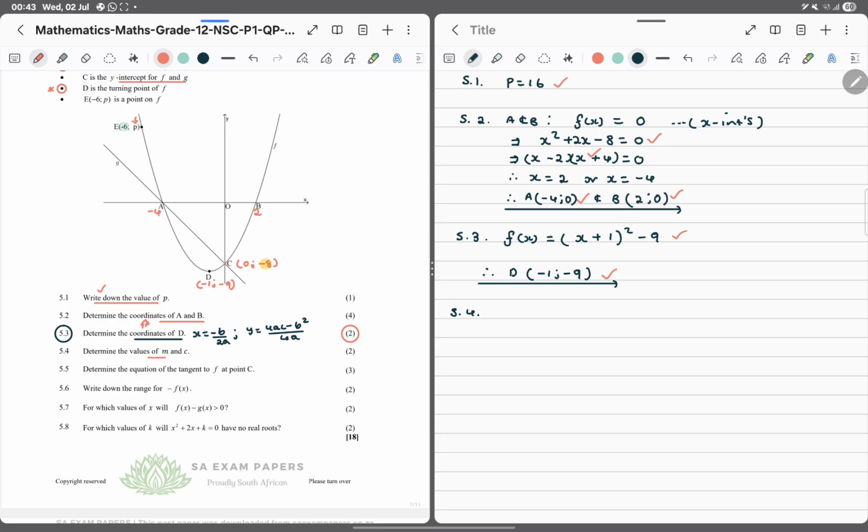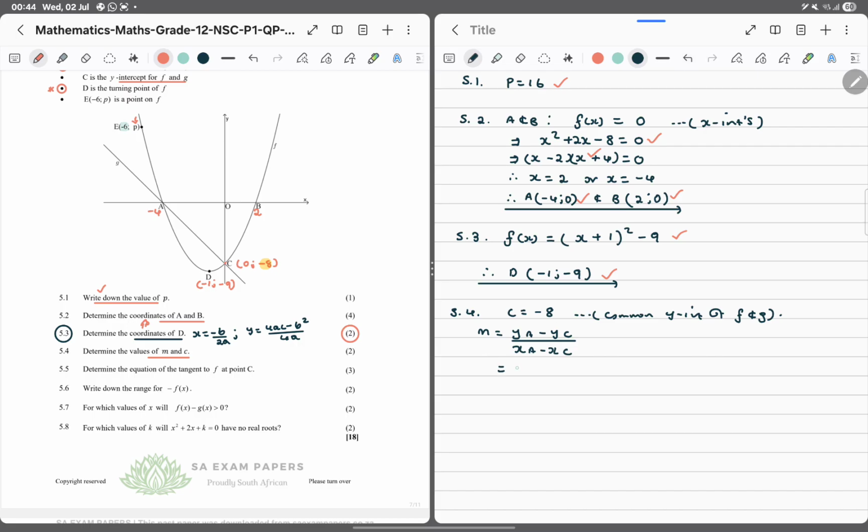Right, 5.4, we need to determine the values of M and C, okay? Well, C is already good. C is basically minus 8, okay? This is the common y-intercept of F and G. That's why we know. But M, we know it's going to be y at A minus y at C divided by x at A minus x at C.